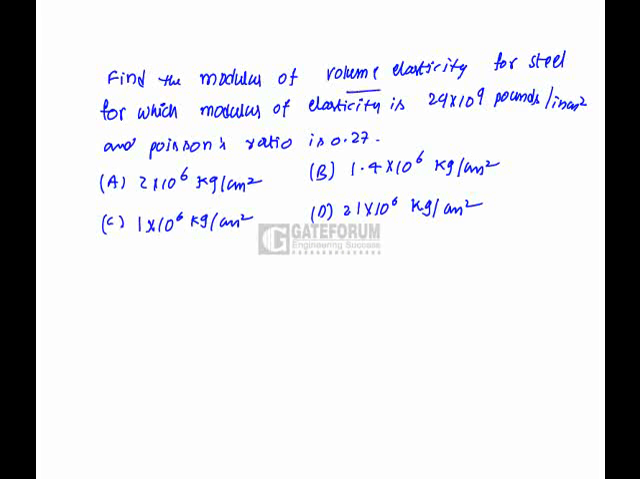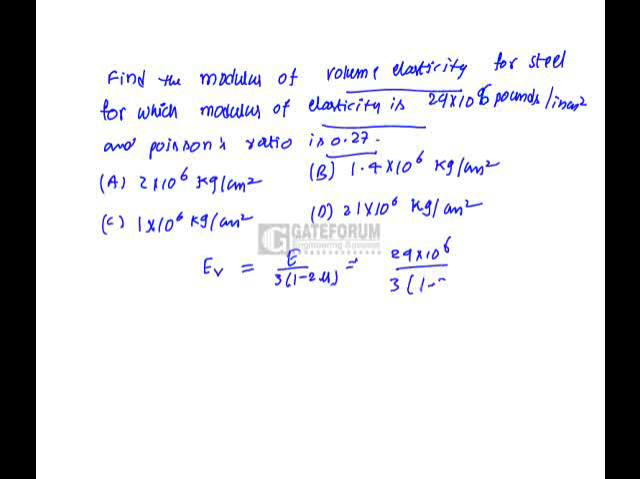Find the modulus of volume elasticity. We have to find out for a steel for which the modulus of elasticity is given and the Poisson's ratio. We know the relationship for the modulus of volume elasticity is equal to E by 3 into 1 minus 2 mu, that is equal to 29 into 10 to the power of 6 divided by 3 into 1 minus 2 into 0.27, that is equal to 21 into 10 to the power of 6 pounds per inch square, that is equal to 1.4 into 10 to the power of 6 kg per centimeter square. So option B is correct.